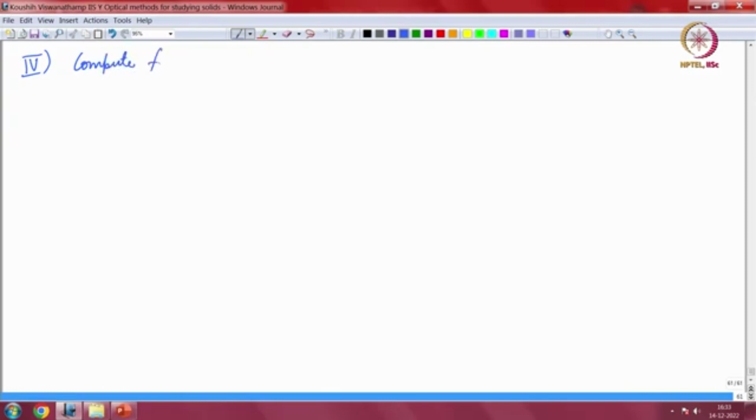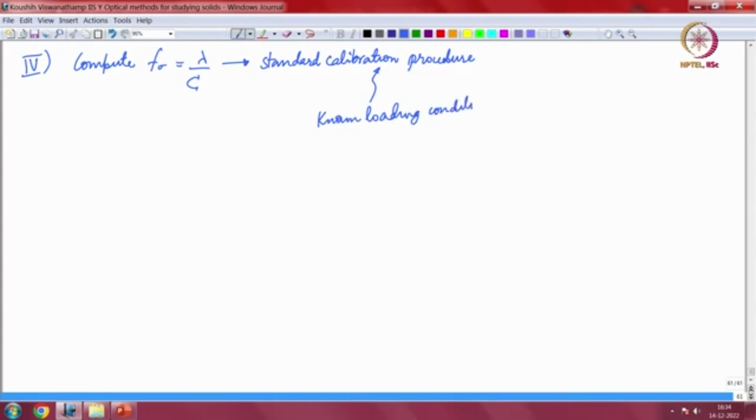And the way in which you obtain this constant f sigma is from a standard calibration procedure. And this usually involves a known loading condition. So, you know what the stress is, and you know what the fringe number looks like, and you know what the principal stress difference is because you know the stress everywhere inside, and you just match the two of them and then you get the value of f sigma, right. That is typically what you would do.